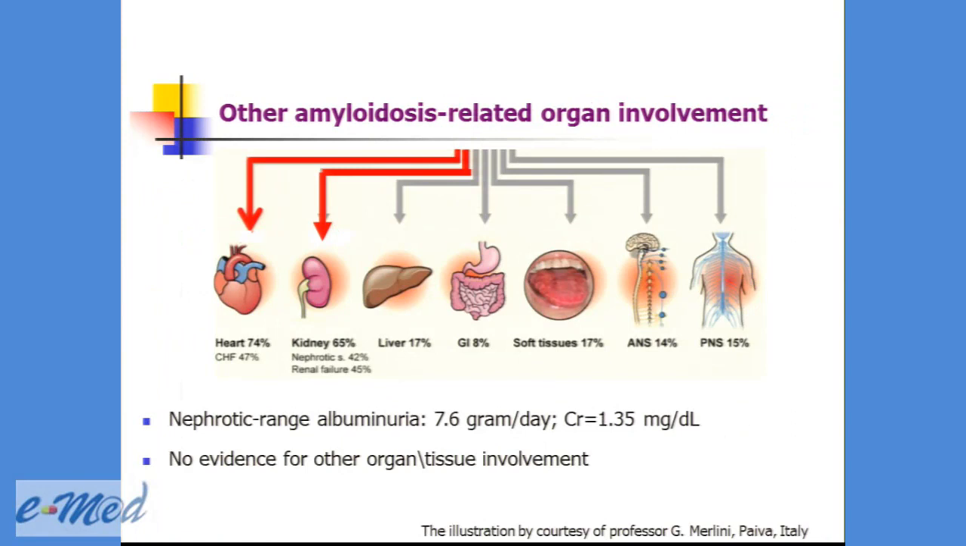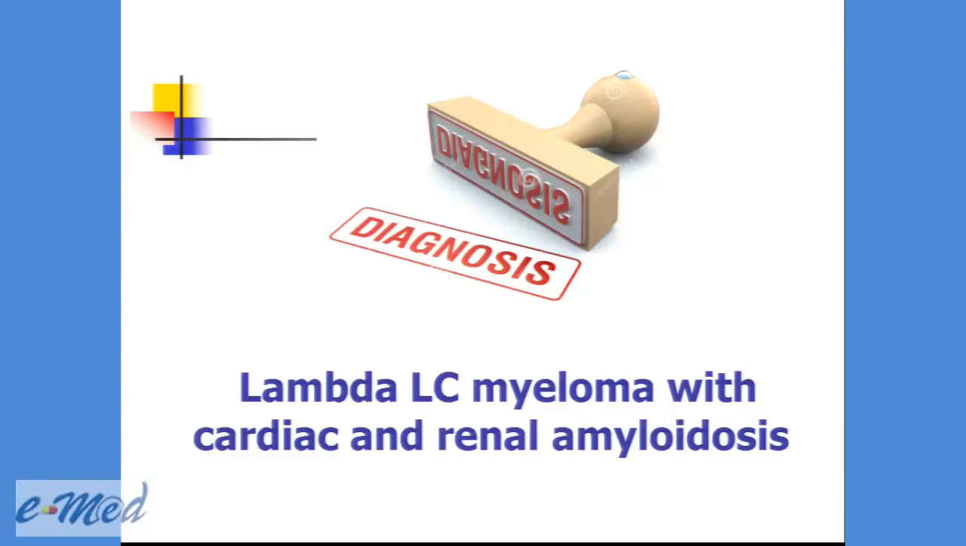Now, you've heard from Professor Pollack about the other organs and tissues involved in amyloidosis. So our patient also had kidney involvement with nephrotic range albuminuria. He had 7.6 grams per day, which is quite high. And the creatinine was a bit elevated at 1.35. We have not seen any other organ or tissue involvement. So our patient has the diagnosis of lambda light chain myeloma with cardiac and renal amyloidosis.